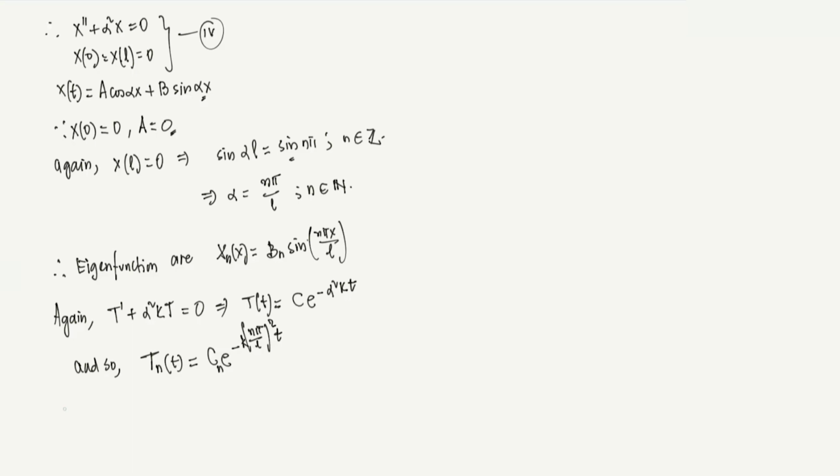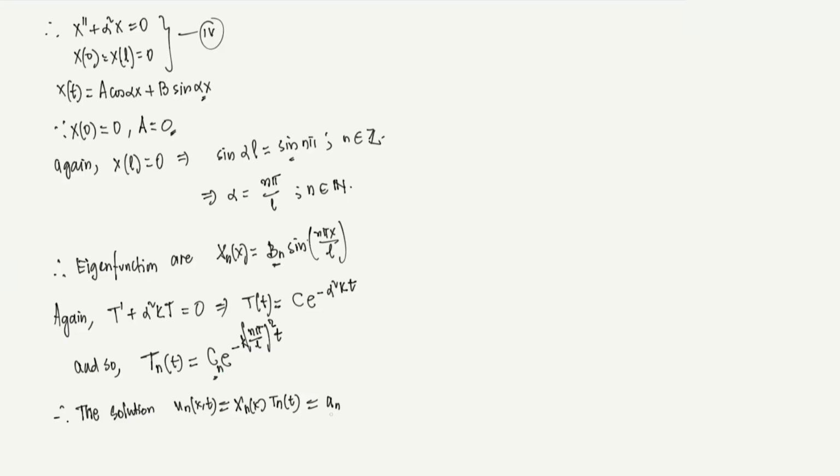So therefore, what are the non-trivial solutions? The non-trivial solutions u_n of x,t will look like this: X_n of x times T_n of t. Clear? Okay. So what is X_n of x? X_n of x is some constant times sine, right? So I will just put it as a constant. So you see, X_n is b_n times sine and T_n is c_n times this.